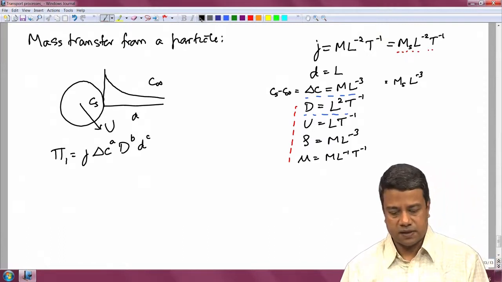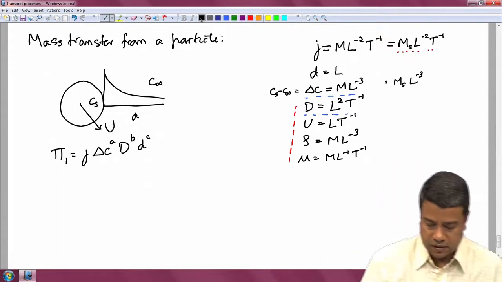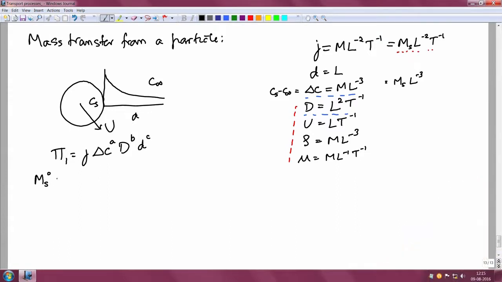Note that I have done the simplification in such a way that this expression does not contain the total mass of the fluid. So I have M^0 L^0 T^0 equal to M L^-2 T^-1 into M L^-3 to the power A. The diffusion coefficient has dimensions length squared per time, to the power B, and then I have the length to the power C. So with this I can get all three quantities A, B and C.